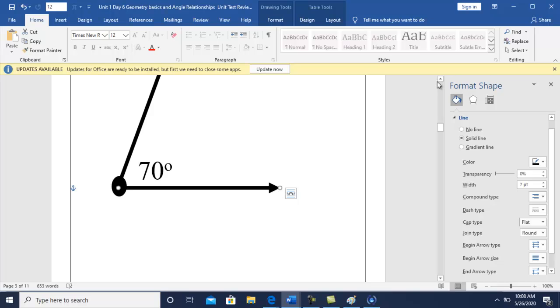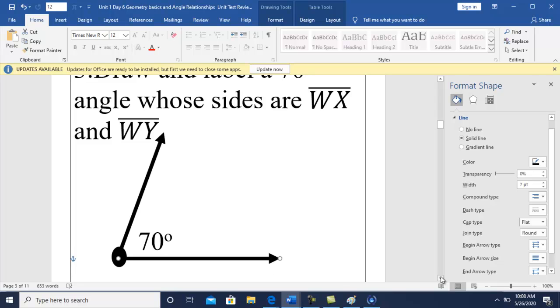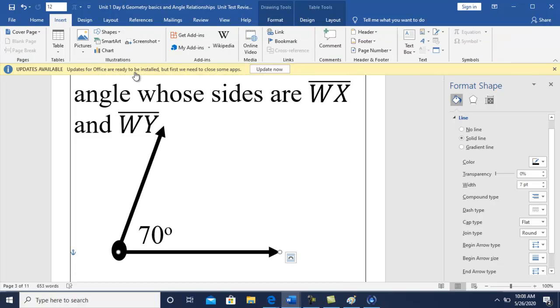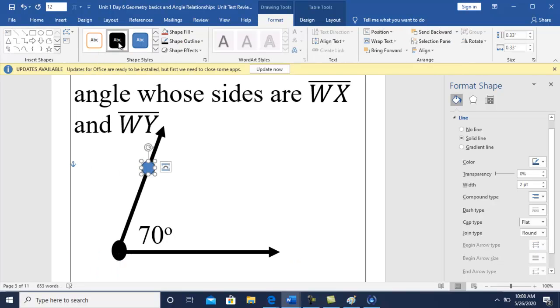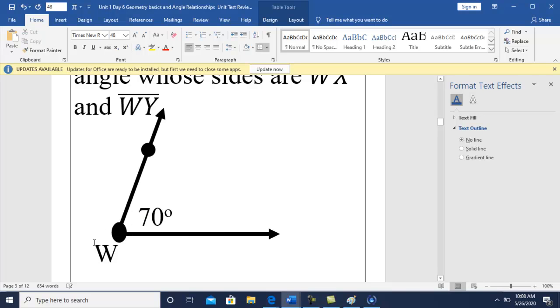Oh, and then the other thing we got to do is we got to label our points. We need 2 more points on the shape here. Since they both have a W, we're going to call this W here. And then you have WX and then WY.